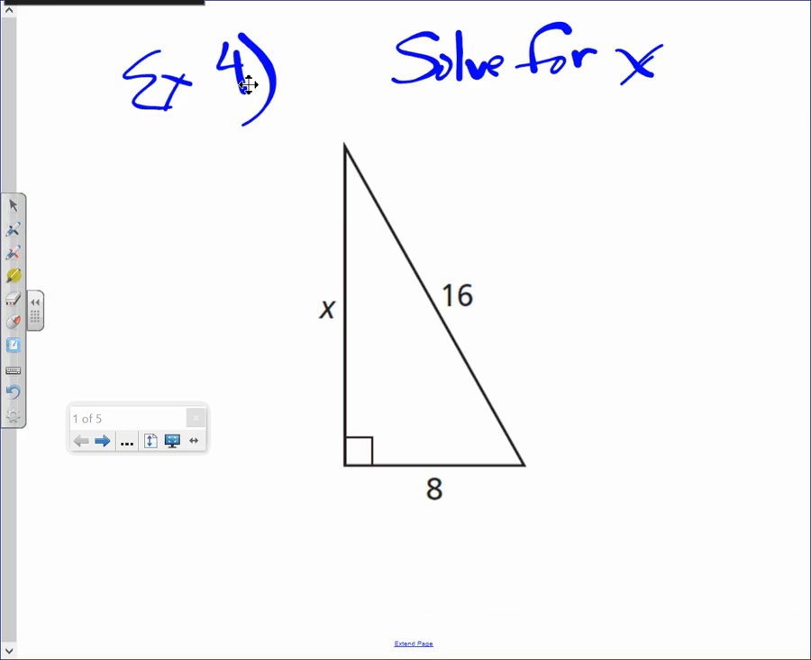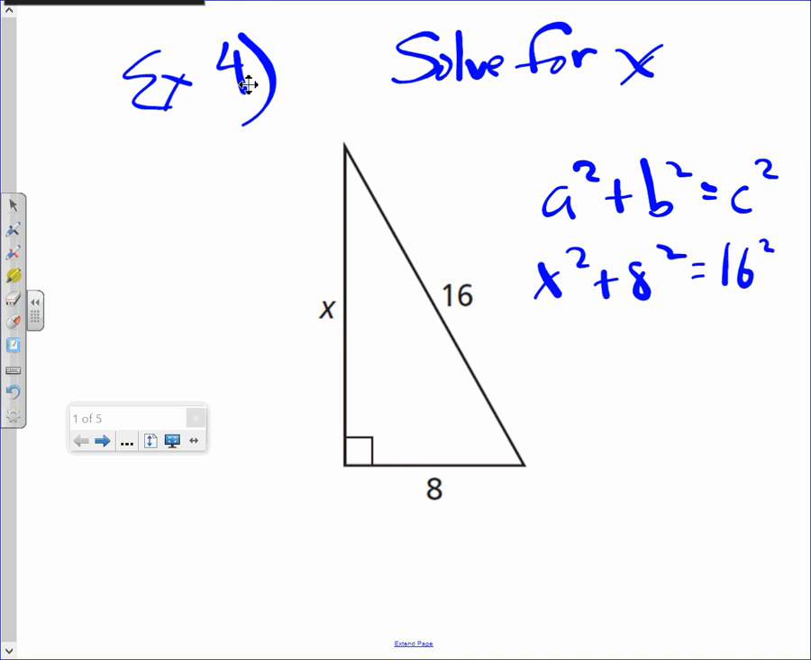So let's solve for x here. We know that a squared plus b squared equals c squared because the Pythagorean theorem tells us so. The legs here are going to be x squared plus 8 squared equals 16 squared. If I get my calculator, that'll be x squared plus 64 equals 16 times 16, I want to say is 256.